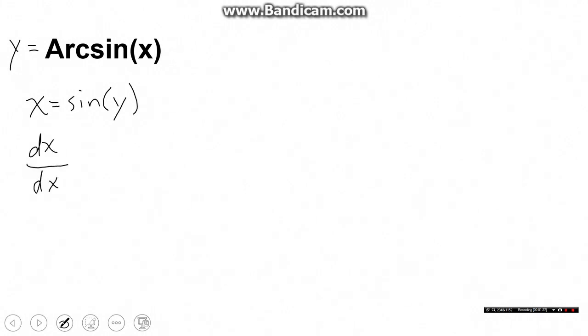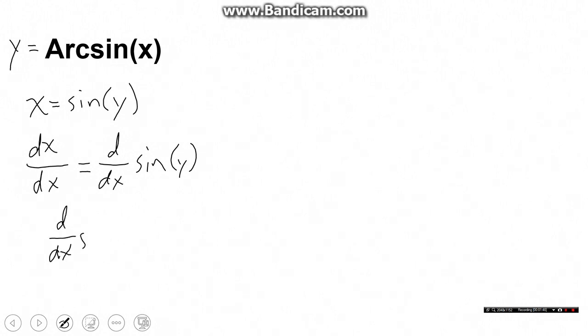So we'll take the derivative of both sides in terms of dx. So dx over dx equals d over dx of sine y. Now dx over dx cancels because they're the same thing. So then we are left with d over dx of sine of y equals 1. I switched the sides of the equation so that it's easier to see.